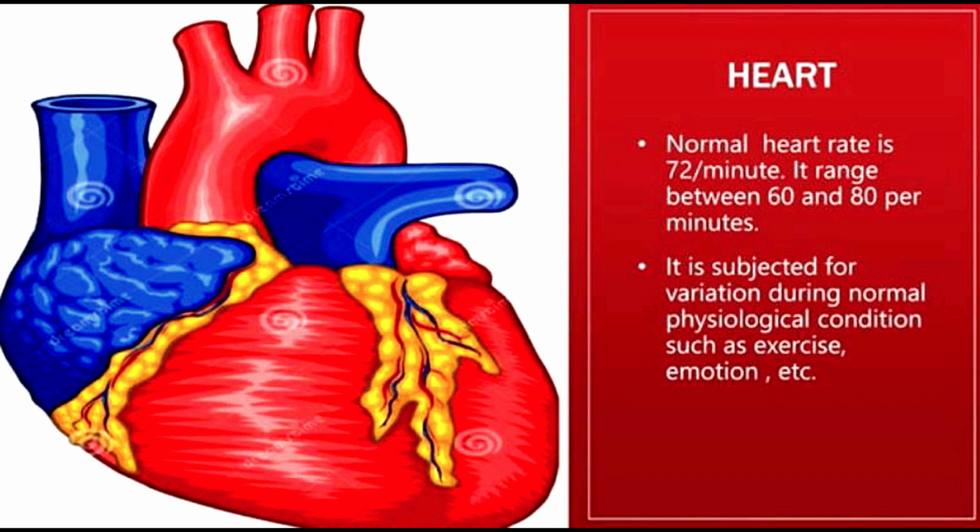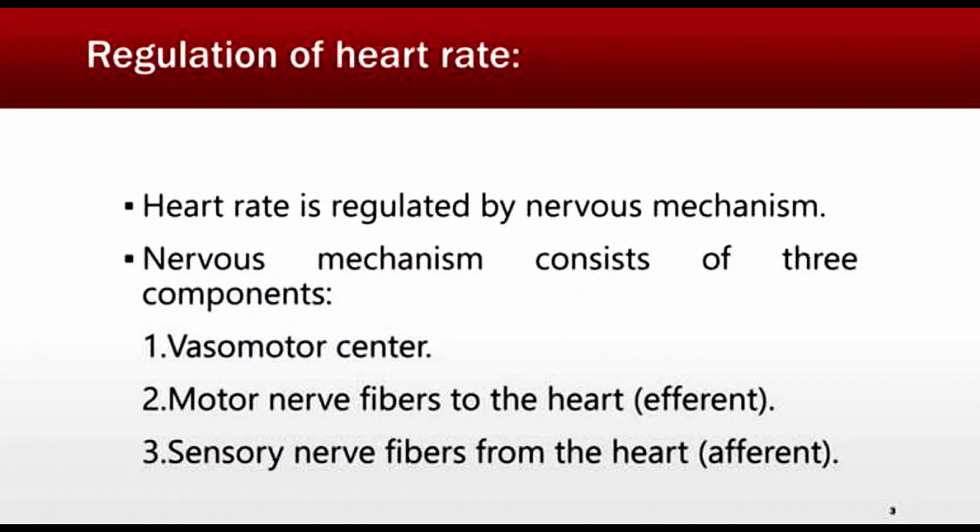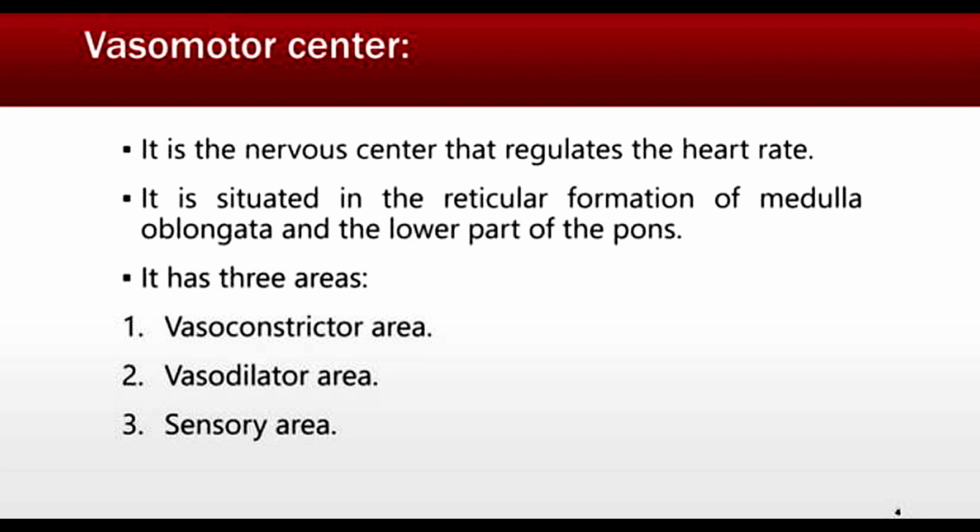The heart rate is regulated by a nervous mechanism that consists of three components: vasomotor center, motor nerve fibers to the heart, and sensory nerve fibers from the heart. The vasomotor center is the nervous center that regulates the heart rate. It is the same center in the brain that regulates the blood pressure, so it is known as the cardiac center. The vasomotor center is bilaterally situated in the reticular formation of the medulla oblongata and the lower part of the pons.